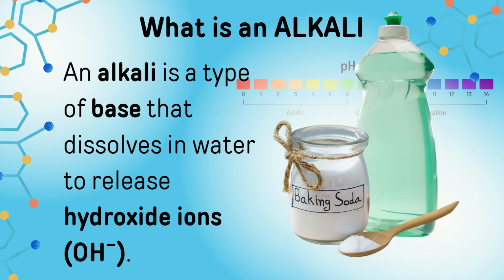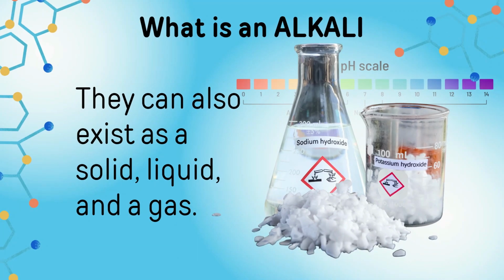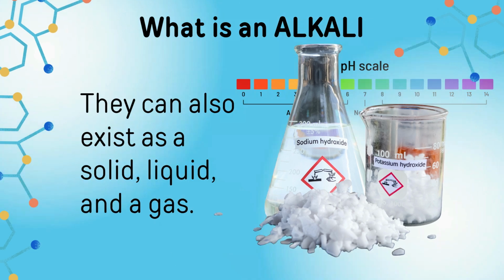An alkali is a type of base that dissolves in water to release hydroxide ions. In other words, an alkali is a solution that contains little hydrogen ions. They can also exist as a solid, liquid, and a gas.